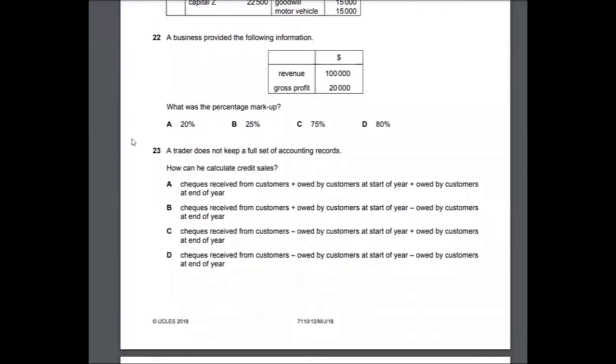Multiple choice 22, a business provided the following information. What was the percentage markup? For percentage markup, the formula is you take gross profit over cost of goods sold. If you look at the question here, they have given you two numbers, revenue and gross profit. So you can calculate the cost of sales, which would be $80,000, right? Gross profit is given, 20,000 over 80,000, which is 25%, right? So 25% is your markup in this case. So the correct answer to multiple choice 22 is option B, 25%.